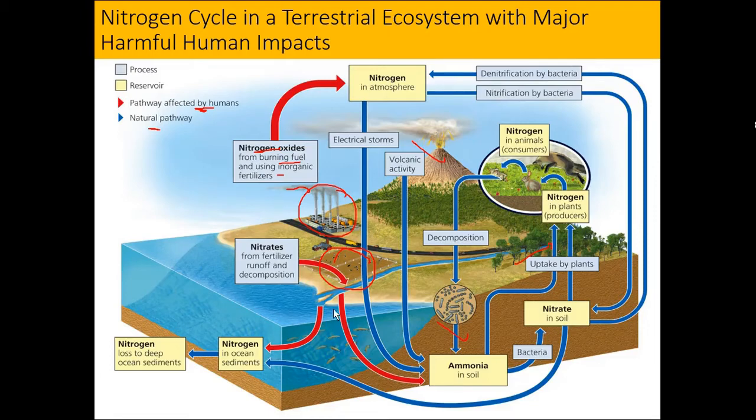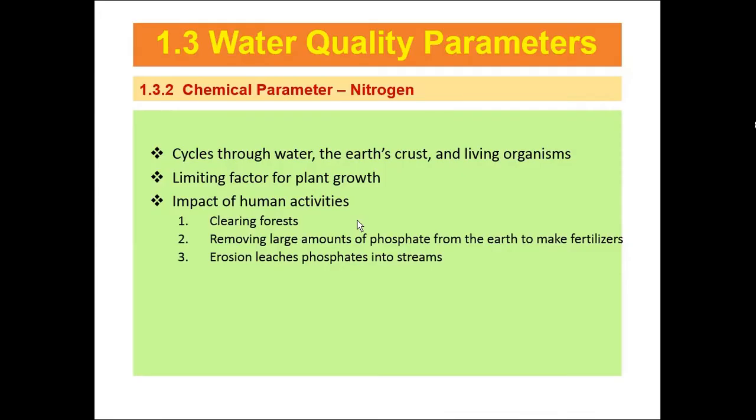Okay, fertilizer. This one from the fertilizer goes to soil and also goes to water bodies. You can read, this one naturally by denitrification, nitrification, by plant, decomposition by animal. So this blue is all the natural path. The red is by human activities. Cycle to water, occurs in living organisms, a limiting factor for plant growth. So this is the impact of the human activities, the summary from the figure.